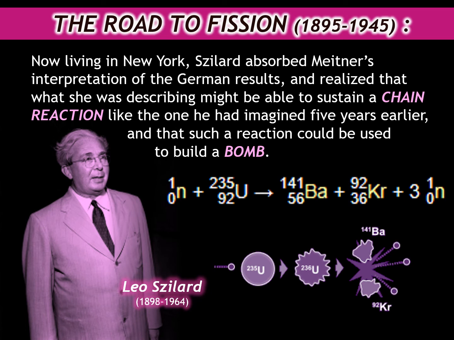So he's living in New York City on the island of Manhattan. He's got a little apartment, and it's hot. He takes a bath, and while taking a bath, he gets the German journal, Naturwissenschaften, and he reads Hahn and Strassman's article, which includes this description of this reaction. And he realized instantly that this equation, Meitner's interpretation, was the kind of equation that could sustain a chain reaction, just like the one he had imagined 5 years earlier, and that a reaction like this could be used to build a bomb.